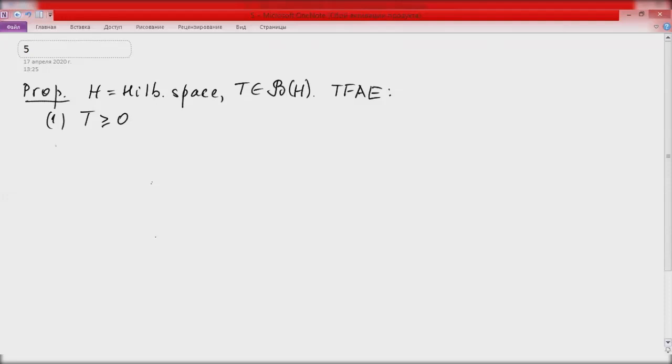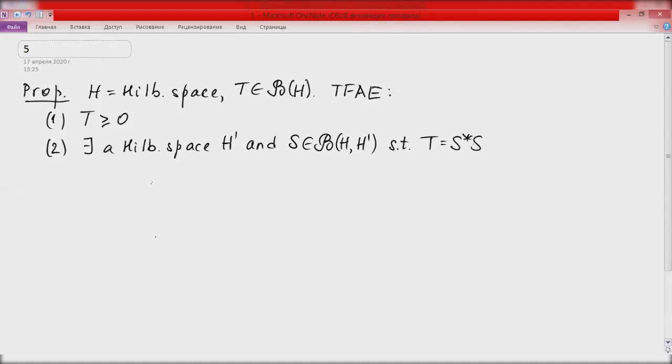Second, there exists another Hilbert space H prime, and there exists a bounded operator S from H to H prime such that T equals S star S. And finally, property 3, the quadratic form associated to T is non-negative. Okay, to prove the result, we need two simple lemmas.